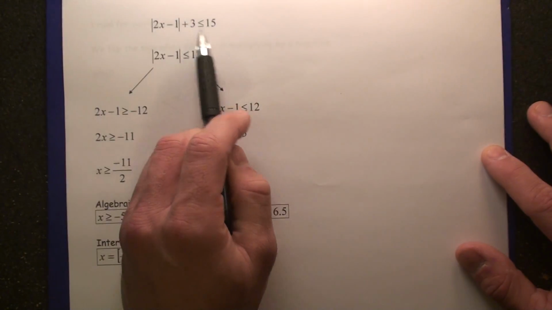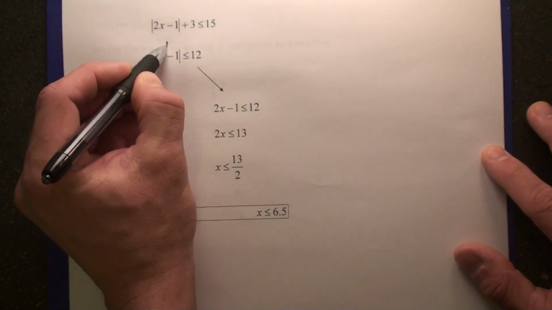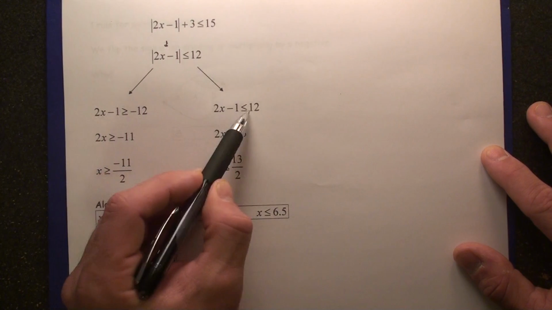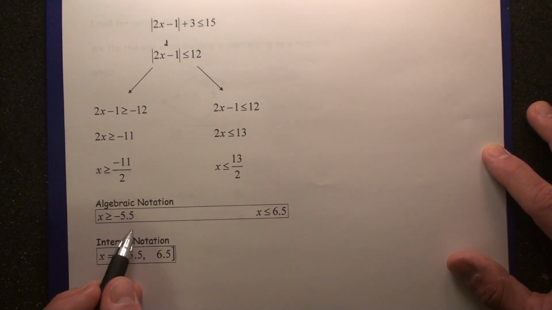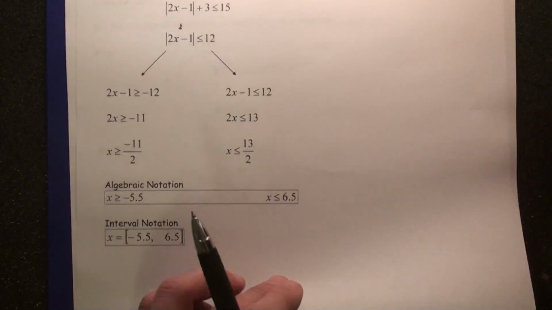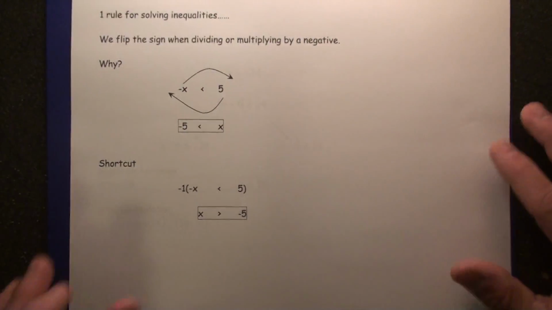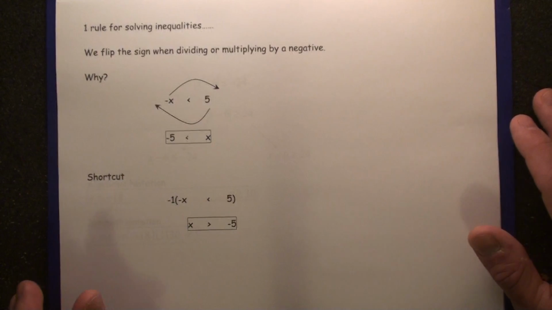Next one, subtract 3 on both sides to get the absolute value by itself. You have two answers. We have less than or equal to 12, greater than or equal to negative 12. There's your algebraic notation. There's your interval notation. You're all set. One rule for solving inequalities, you must flip the sign.